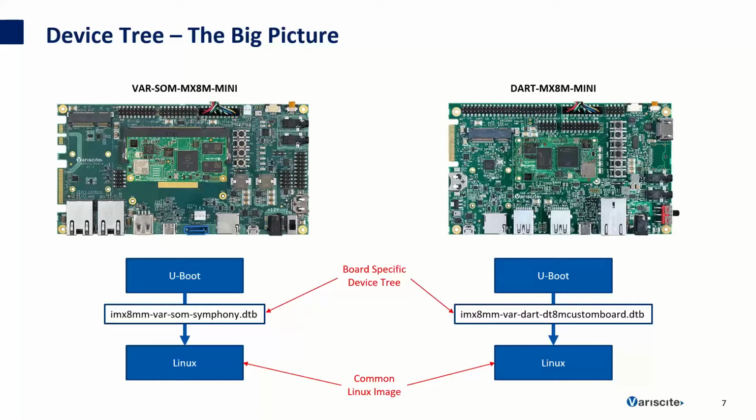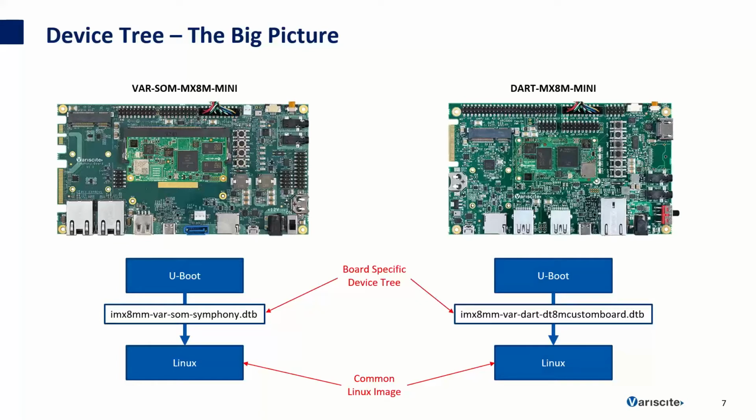However, the boards are different. For example, they have different UARTs for the Bluetooth interface. In the Linux console, they have different I2C devices. So we need some way to tell the kernel about each board's unique device configuration. And again, this is what the device tree is used for.